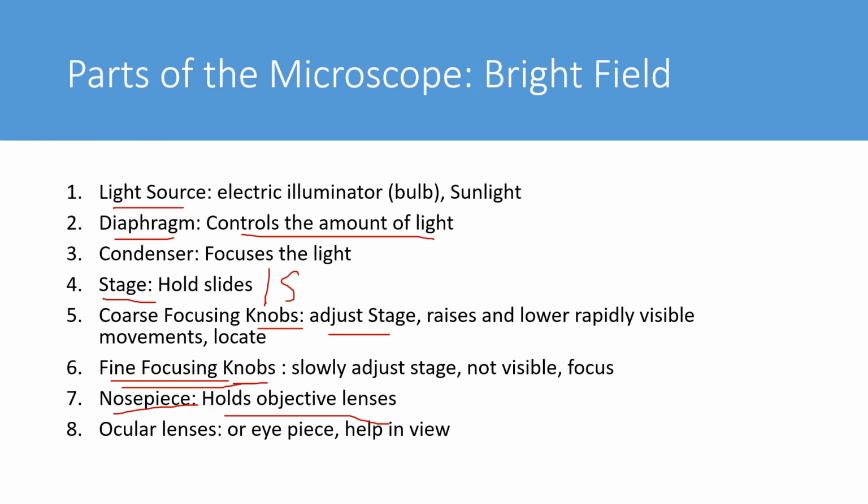Ocular lenses are the last part of the lenses for the microscope. These are the eyepiece that helps in viewing the image. Basically, through the ocular lenses we see the image.